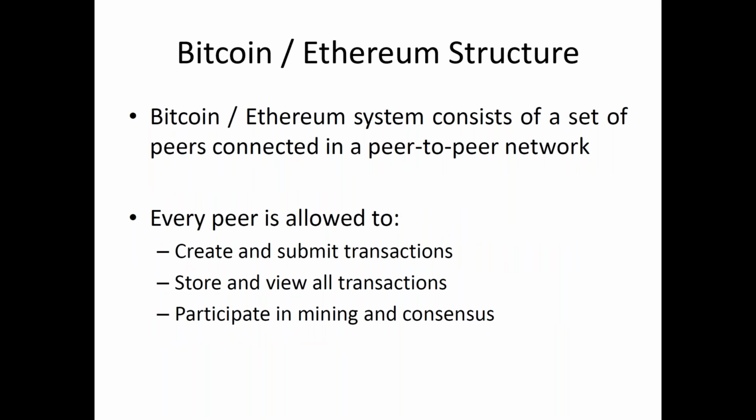Bitcoin, and by the way, I have taken the liberty to combine Bitcoin and Ethereum because, though there are many differences, at a level of abstraction, for my purposes, they work in exactly the same way in some sense. So what is the structure of a Bitcoin or an Ethereum system? They consist of a set of peers that are connected in a peer-to-peer network. Every peer is allowed to create and submit transactions, store and view all transactions, and participate in the mining and consensus process.